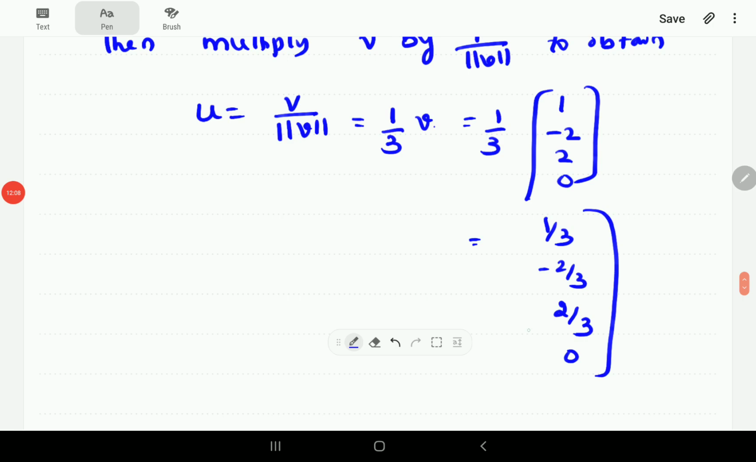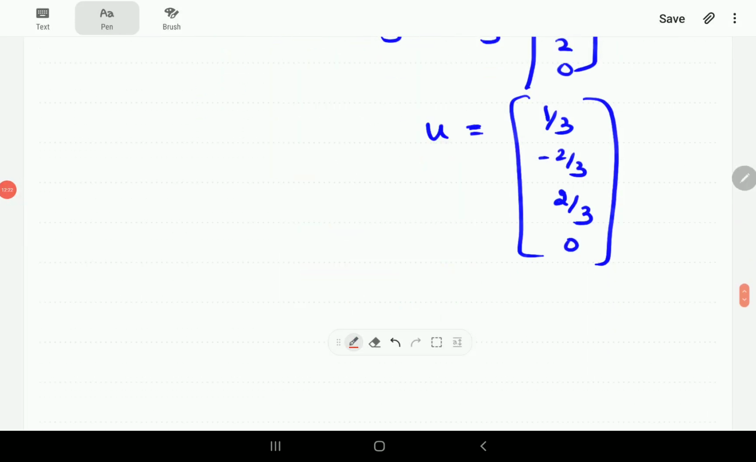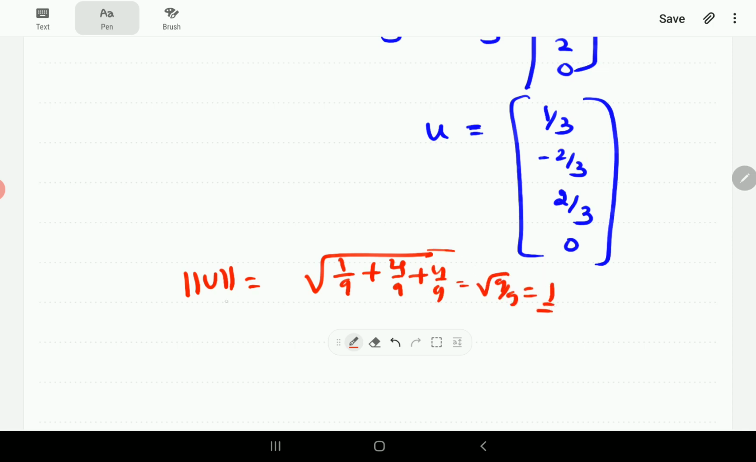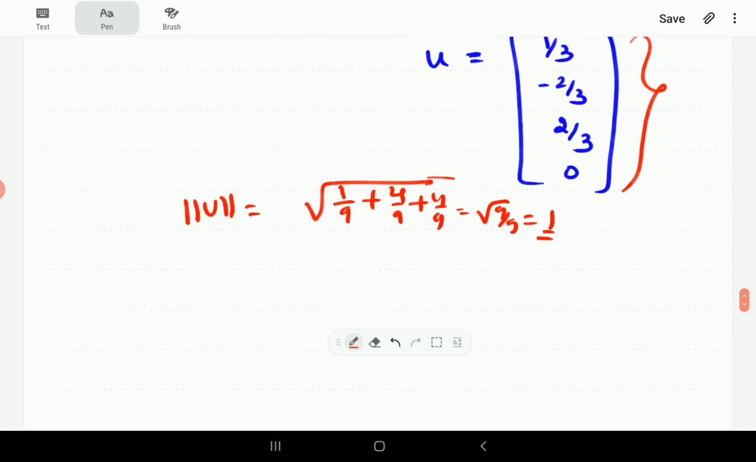So this is your unit vector, or in other words, you normalize the vector v into this. Just to have a real check, take the norm of this, that is the length. It is simply 1 by 9 plus 4 by 9 plus 4 by 9, which is 9 by 9. So the square root of 9 by 9 is equal to 1. So the length of this is equal to 1. So it is the unit vector in the direction of v. That's how we find the unit vector in the same direction as a given non-zero vector. So that's the method.